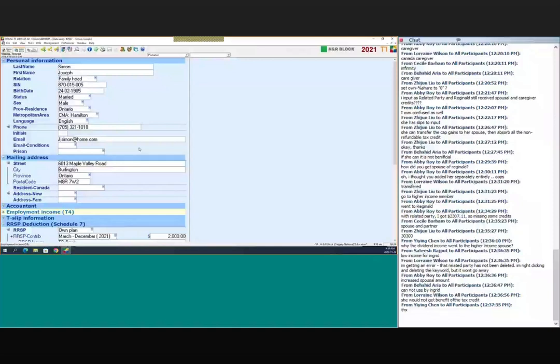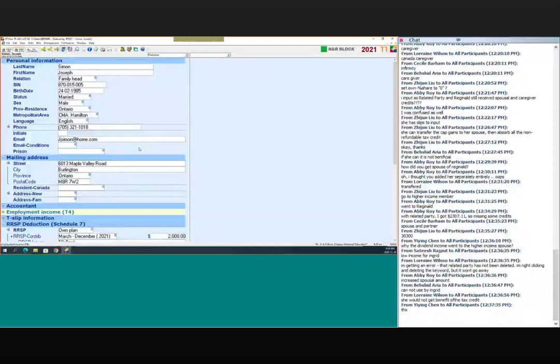Joseph's notice of assessment has the following information. We have his 2021 RSP deduction limit, and he has undeducted RSP contributions. Then we have some information about Jane's notice of assessment, and we have her deduction limit. In October of 2021, Joseph and Jane each made an RSP contribution in the amount of $2,000 to their own plans at the TD Bank.